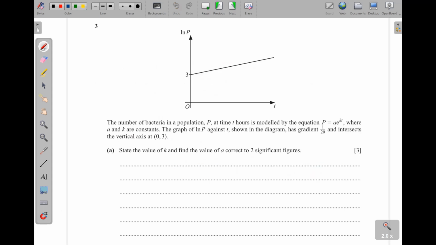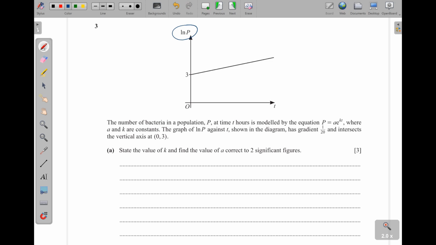In question 3, the number of bacteria in a population P at time t hours is modeled by the equation P is equal to A e power kt, where A and k are constants. The graph of natural log of P against t shown in the diagram has gradient 1/20 and intersects the vertical axis at (0, 3). Now, we are told to state the value of k and find the value of A correct to 2 significant figures. There's something very important here you need to know.